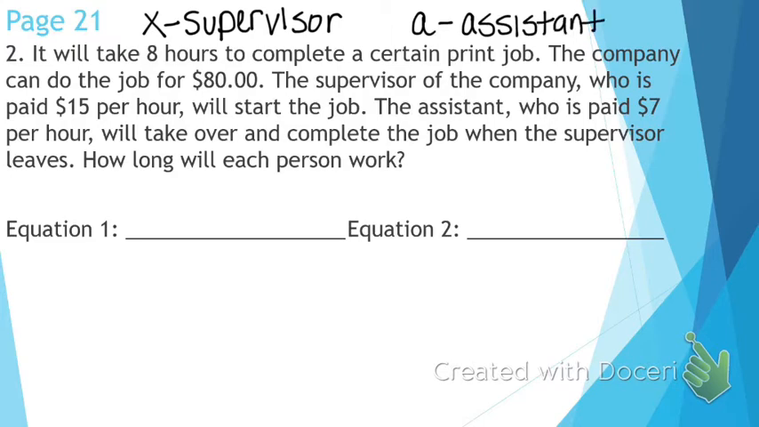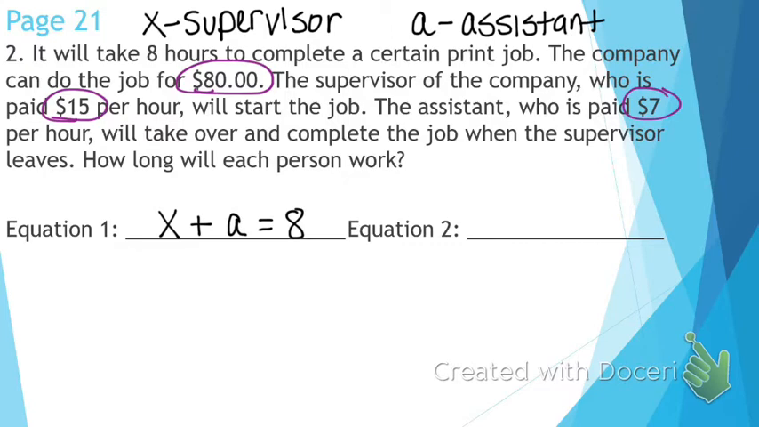Okay. So the first thing is, how long did it take them to complete the job? How many hours did it take them to complete the job? 8. So my first equation is x plus a equals 8. And then for your second equation, you're going to use all of the numbers with a dollar sign in front. So we have the $80. This is going to be circle 80, circle 15, and circle 7. Because we're going to use these 3 for the second equation.